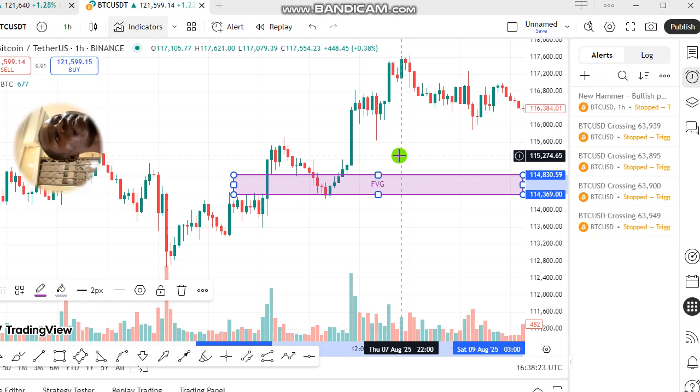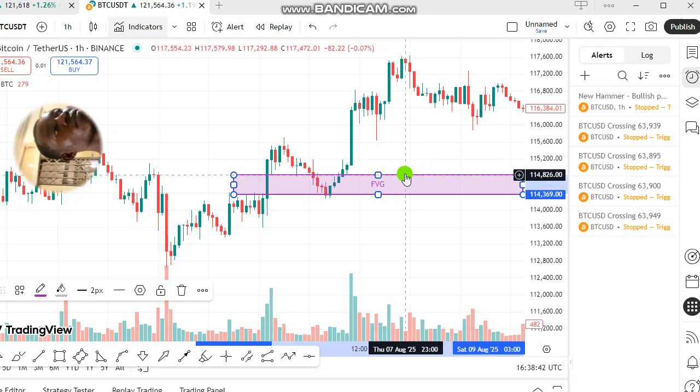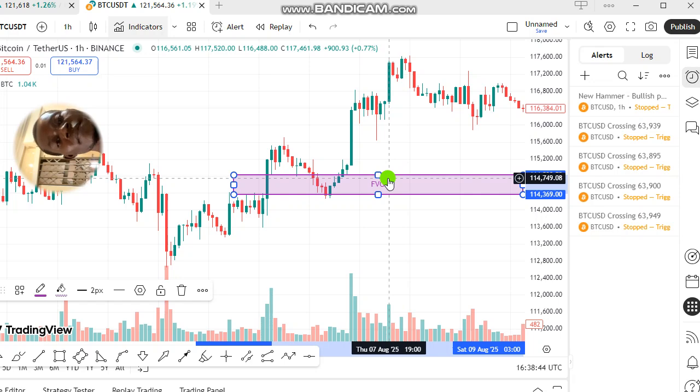So once you see any fair value gap, demarcate that area and expect the market to reverse at that particular point, or expect the market to retest that zone, or to refill, or to make sure that that particular area has been refilled and balanced. Then the market continues. So this is what we call a fair value gap and imbalances.